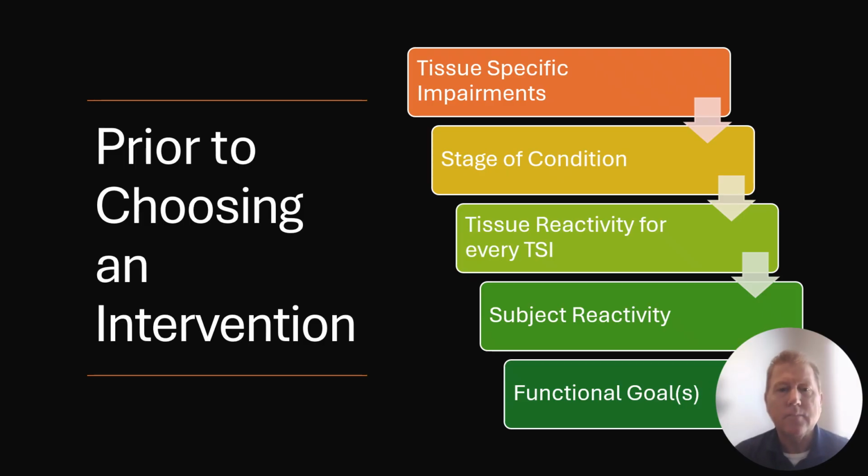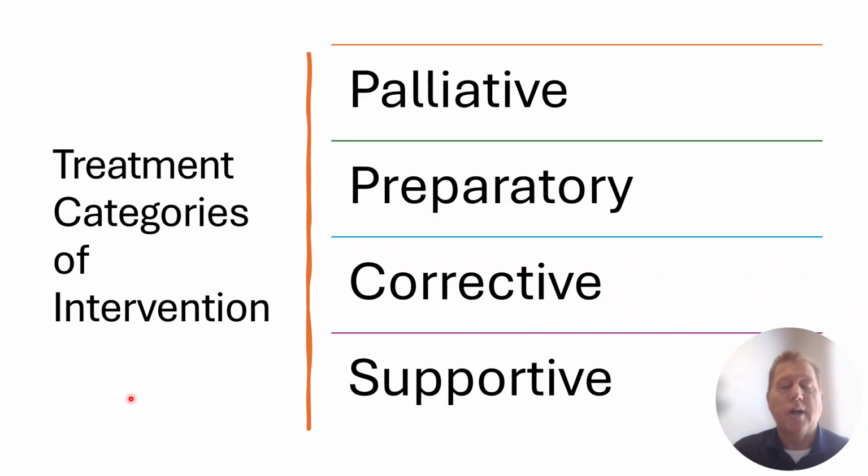Essentially, our categories of interventions can be looked at in the following way. Once we have our understanding of our tissue-specific impairment and our stage of condition, as well as our tissue reactivity, subject reactivity, and then we've made our functional goals, we can now start to intervene and choose our interventions. And so we have our interventions categorized into things that make people feel better, they're palliative, they get the tissue ready for activities and their corrective activities, and then our home program, which are our supportive categories of activities.